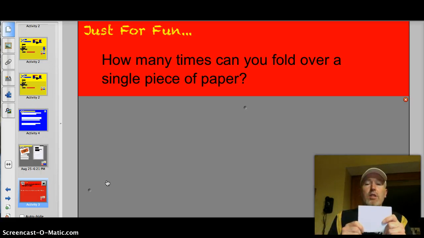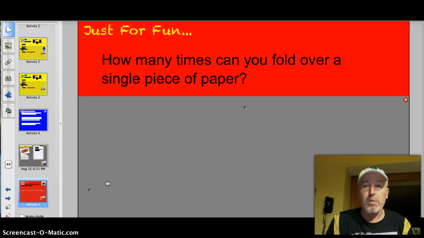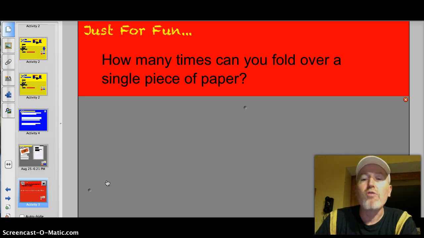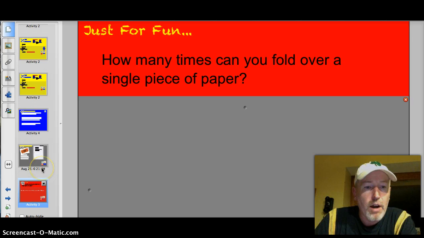How many times can you fold that? And does it matter on the size of the paper? Can you fold it more times on a large piece of paper? You think about that. Ponder will be the word of the day. You ponder that. All right, let's get going on the target.